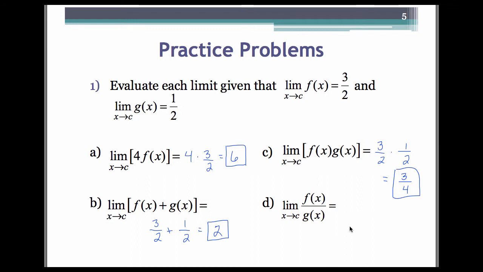And finally, the limit of the quotient of f of x over g of x. So we'd have 3/2 over 1/2. So you can think of that as dividing by a fraction, multiplying by the reciprocal, that whole bit. 3/2 times 2 over 1. So, of course, that gives us 3 in the end.